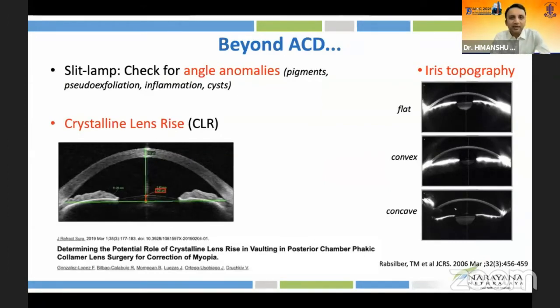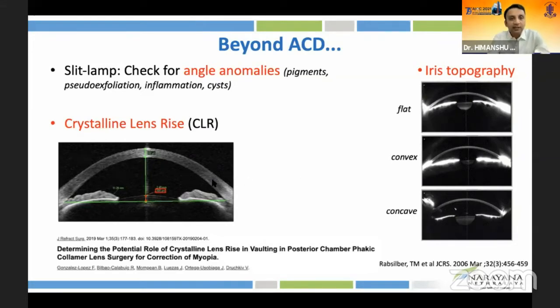But beyond AC depth, you also should be looking at the possibility of any angle anomalies and all those things. So get a good gonioscopy done, look for any peripheral cyst in the iris, and also look at the configuration of the iris. As you can see here on the right side, the iris can be flat configured, it can be convex, or it can be concave.